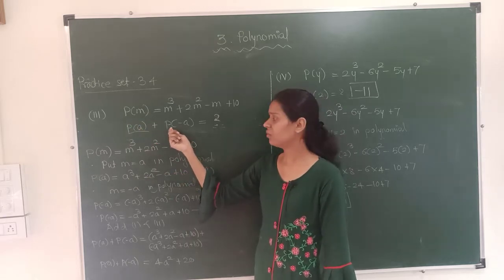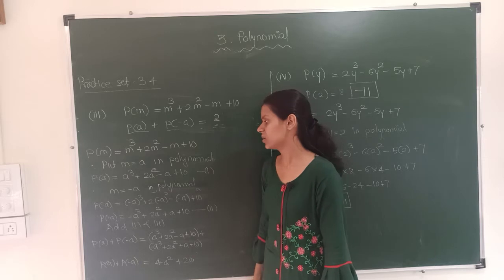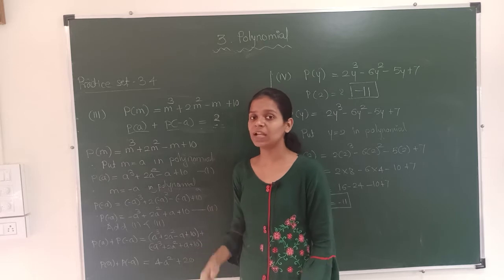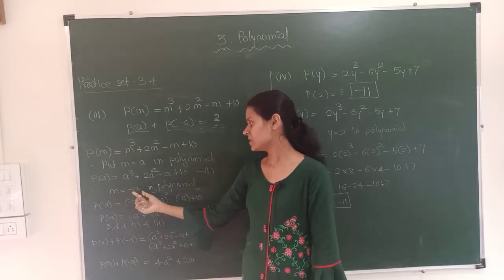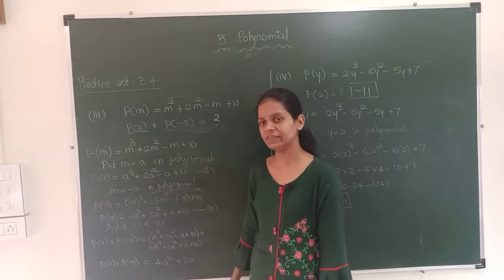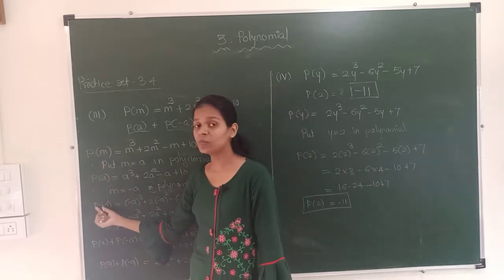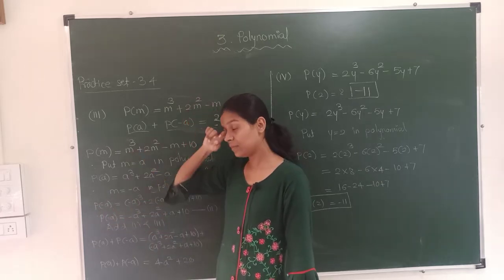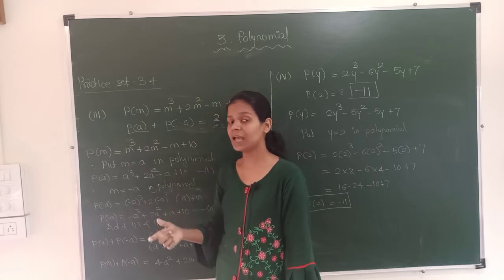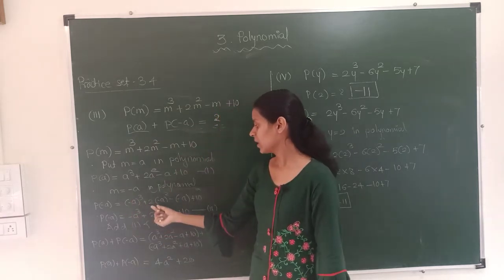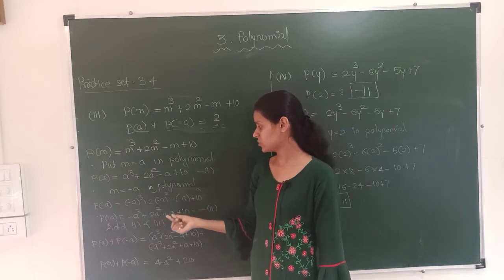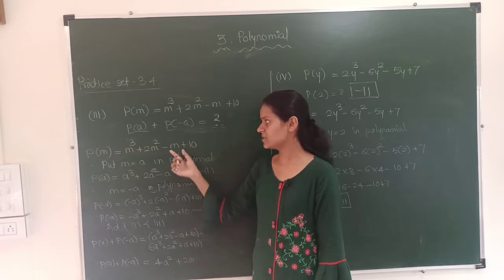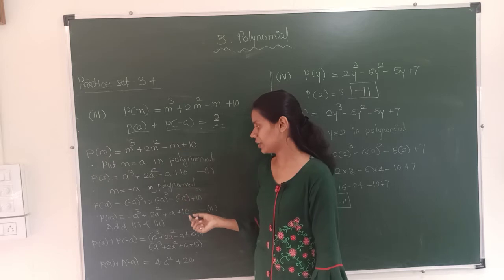Now what we want to get is P of minus A. So we will put the value of m as minus A, so that we will get the polynomial P of minus A. So hence m is equal to minus A in the polynomial. We will get the polynomial P of m. We are putting m is equal to minus A. So P of minus A is equal to, here m raised to 3, we are replacing m by minus A. So minus A raised to 3 plus 2 into minus A raised to 2 minus of minus A and plus 10. Are you getting how we did this? We just replaced the m by minus A in the polynomial.